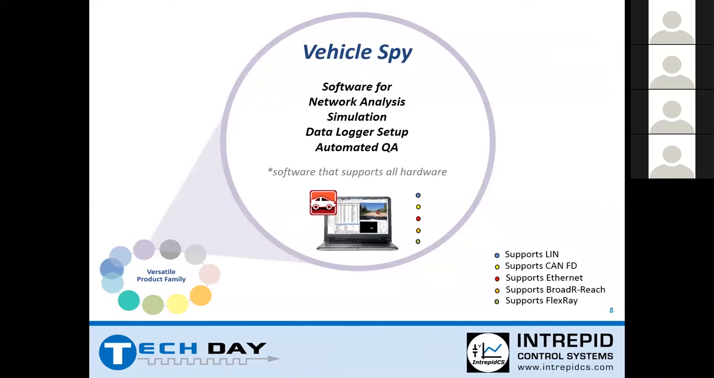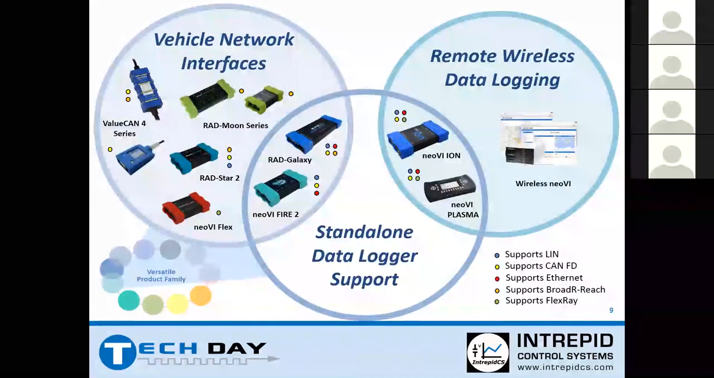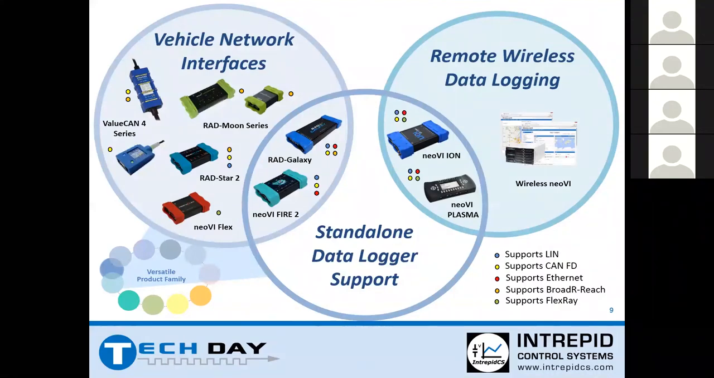And then these are the protocols that we support. So you can see LIN, CAN, CAN FD, Ethernet, BroadR-Reach, which is automotive Ethernet, and FlexRay. And then, so these are some of the products. ValueCAN 4 series, RAD-Moon series is automotive Ethernet, RAD-Star 2 is automotive Ethernet, but also has a couple CAN channels, FlexRay device. The neoVI FIRE 2 is, you know, one of our best sellers. That's what I'm going to use today when I do my demo.